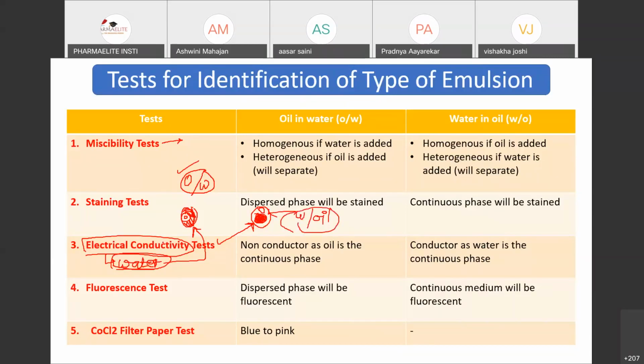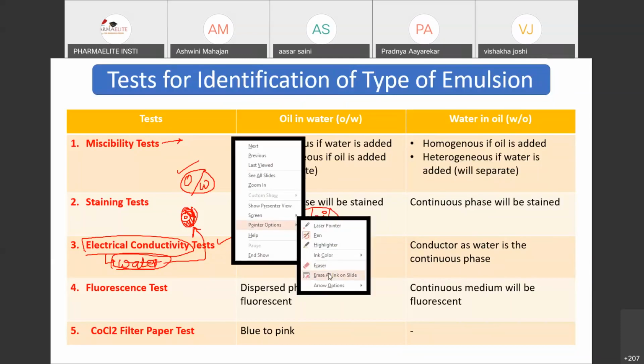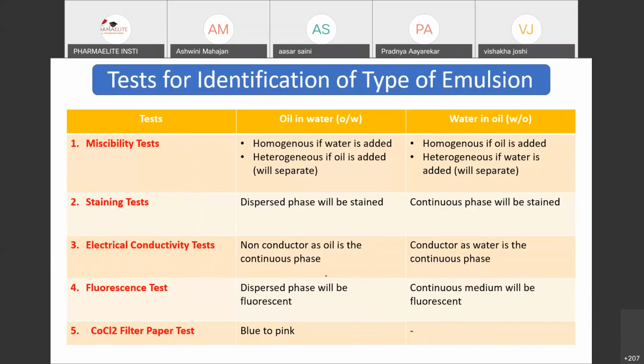Is this clear? Electrical conductivity test. Are we clear with the electrical conductivity test? Anyone has any doubts, any queries? I hope the speed is comfortable, right? We are not going fast.